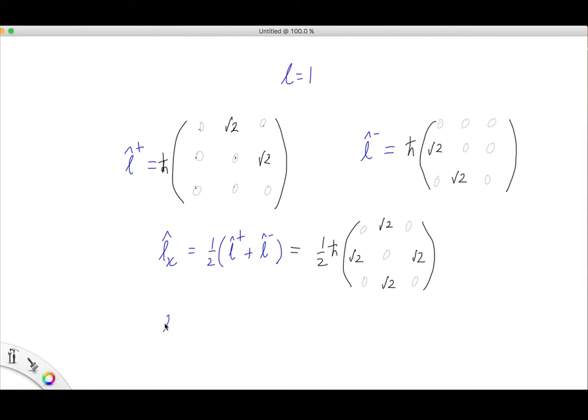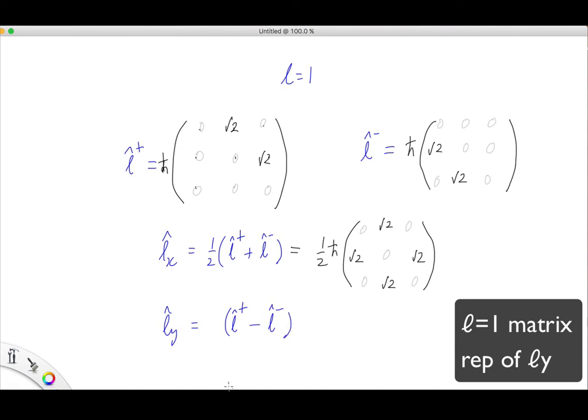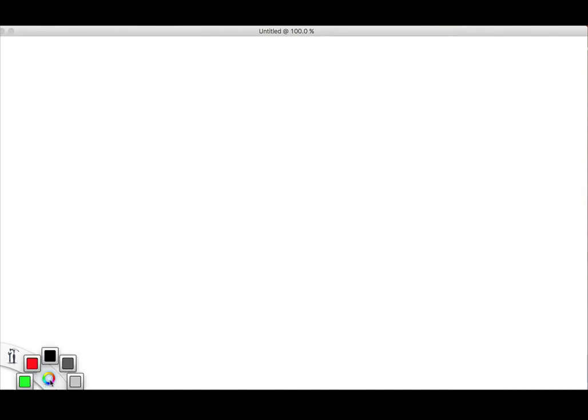Similarly, the Ly matrix is given by the difference between the two matrices for the raising and lowering operator divided by 2i, and again evaluating that explicitly I get 1 over 2i h bar, a matrix with two bands, one above the diagonal and one with opposite sign below the diagonal. So those are the matrices for Lx and Ly for the case L equals 1. So now we have formed the matrices for the three angular momentum operators for the case L equals 1.